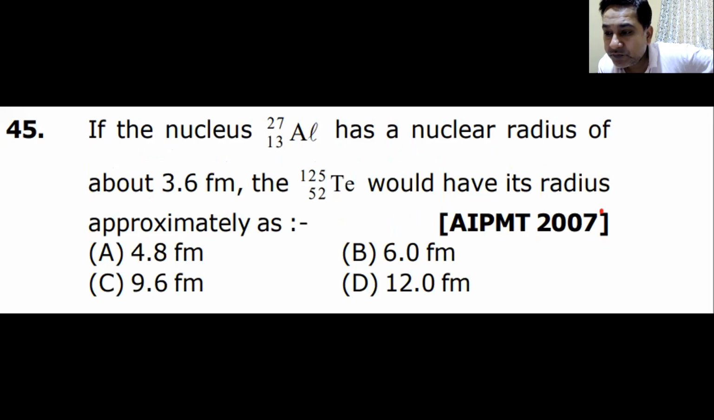If the nucleus of aluminium 27/13 has a nuclear radius of 3.6 fermi, then the nucleus of 125/52 would have its radius approximately as how much? Now you have to go back into the past and see how the radii are related.